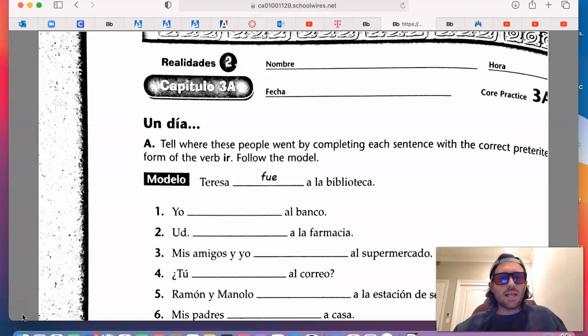Aquí tienen las instrucciones a tu tarea. Core workbook pages 56 and 57. So similar to the previous homework that you had, the guided pages, for the core workbook pages, we're working on irregular verbs and the preterite.